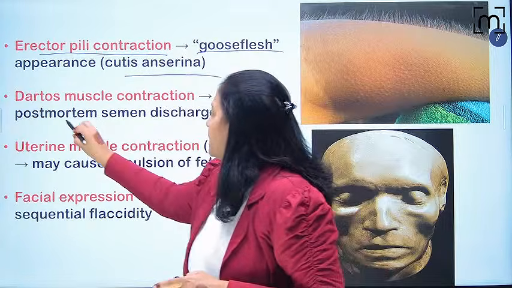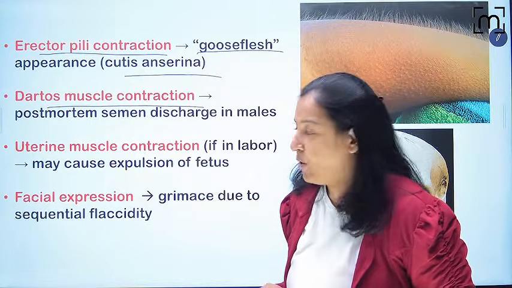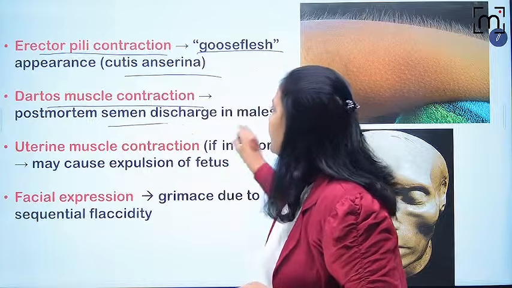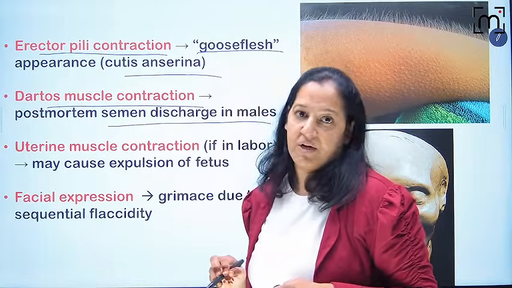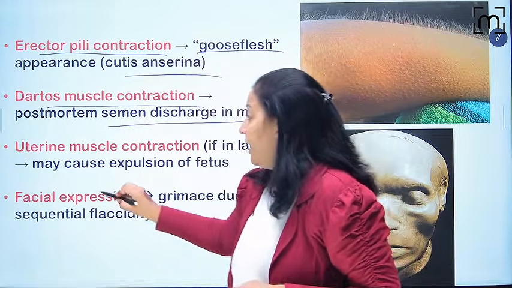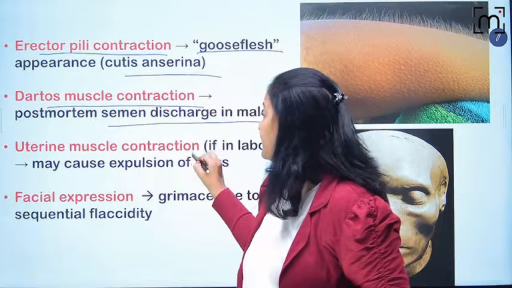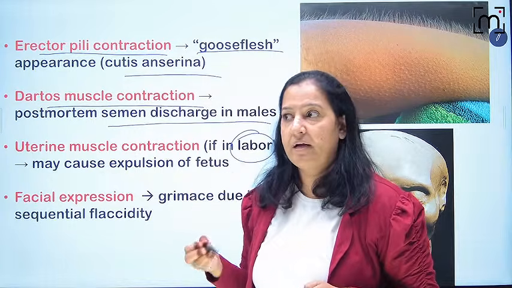Okay. The dartos muscle also contracts. The dartos muscle in a male dead body also contracts, and that causes semen discharge after death in the male. When rigor mortis sets in, semen discharge takes place in a male dead body because of dartos muscle contraction. Suppose there is a lady who was in labor and she died, maternal death. I will teach you maternal death in community medicine.